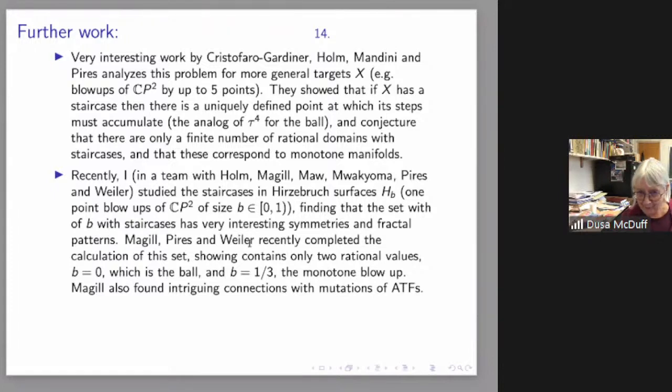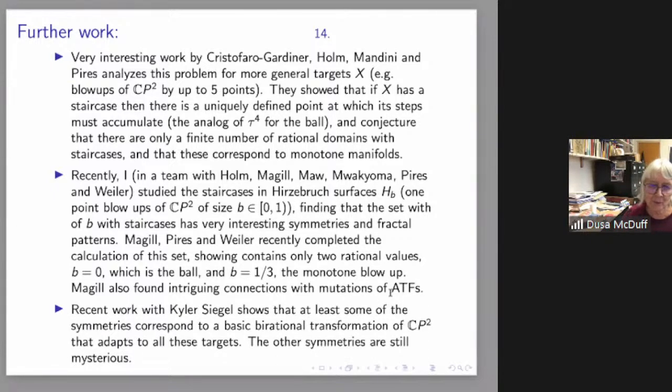And McGill, Pires, and Weiler recently completed it; we nearly computed it, apart from one sequence of rational values of B that we didn't quite deal with. But they've completed it, and they showed that indeed there really are only 2 rational values which have staircases. One is B0, and the other one is B as a third, which is the monotone case. And none of the other rational values have staircases. And there are very intriguing connections of the symmetries and what we're doing with mutations of almost toric fibrations. So this problem has nice relations to other parts of geometry.